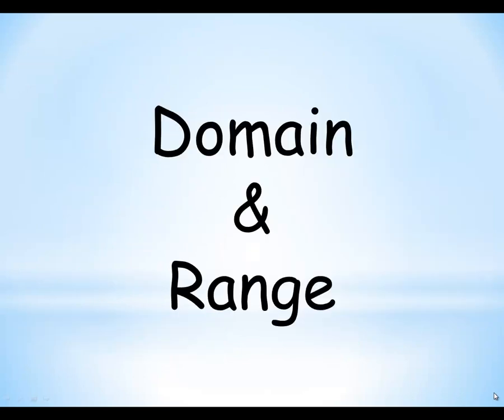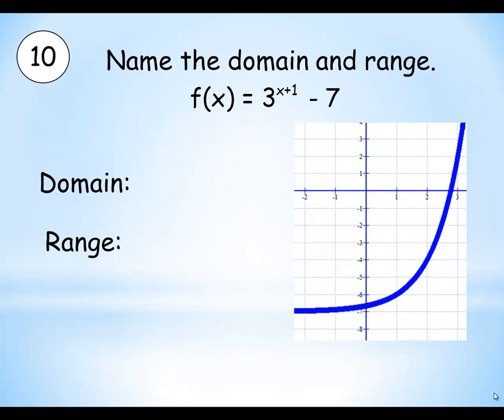Now let's talk about domain and range. The domain of any exponential function is very similar to the domain of a parabola. It will get infinitely wide. So the domain is negative infinity to positive infinity every single time.